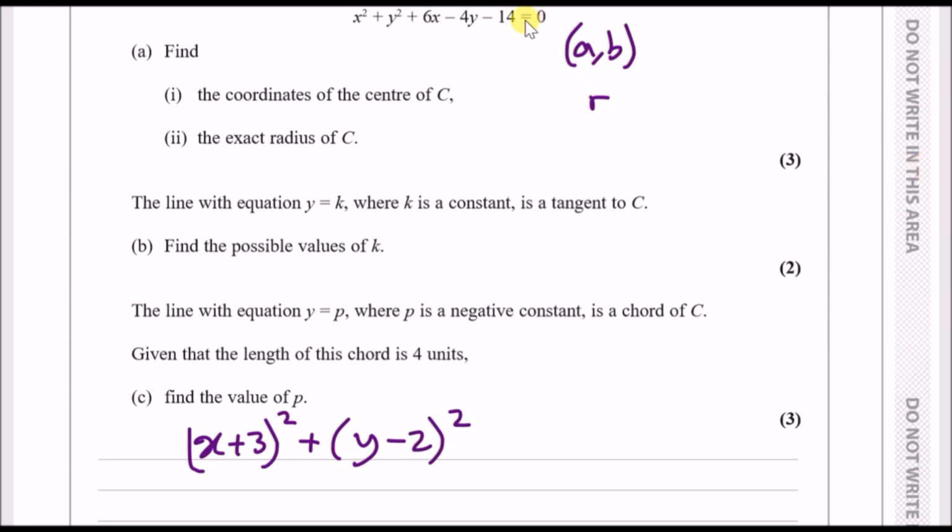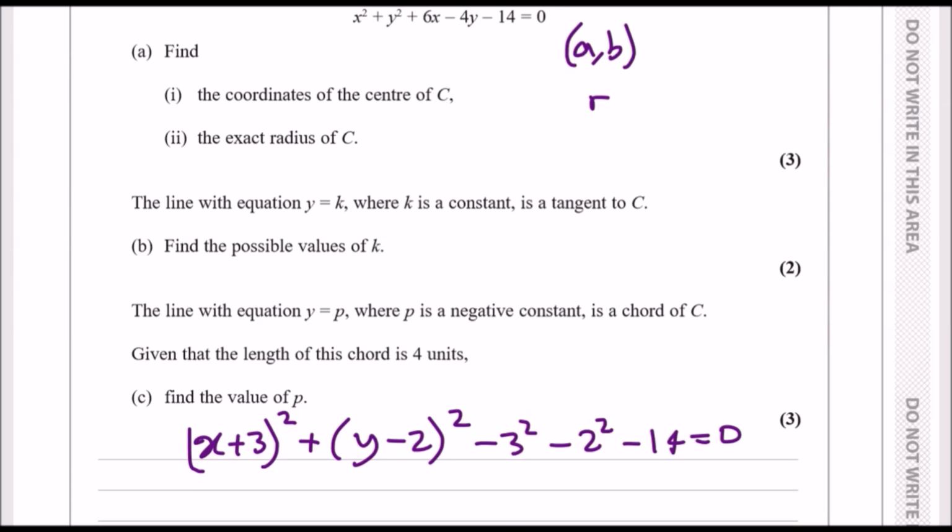And now, before we get to the minus 14 bit, we're now going to subtract what we just halved, yeah? So we're going to subtract 3 squared and subtract 2 squared. It doesn't matter if it's plus or minus because you still get the same result. And then we copy the rest, which is minus 14 equals 0.